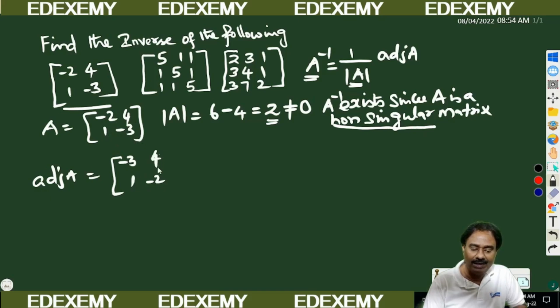1, 4, minus, minus, plus: minus, minus become plus. These are the two things you have to memorize to find the adjoint of a 2 by 2 matrix.